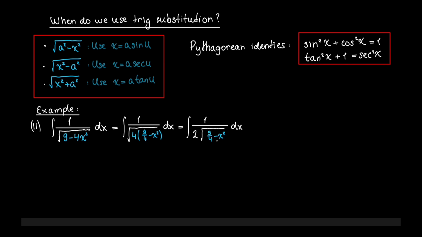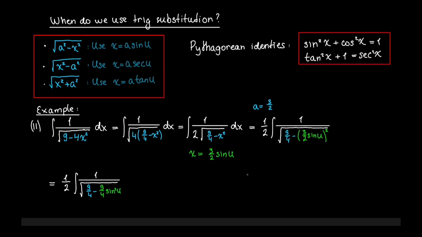Now, our a squared is 9 over 4, so that means a is going to be equal to 3 over 2. And then the substitution that we can use is x equals a, so 3 over 2, sine of u. Please note here, I simply took out the 1/2 in front of the integral because it is just a coefficient. In the bottom, I plugged in my substitution and I get square root of 9 over 4 minus 3 over 2 sine u squared. Now I can actually open the parentheses here.